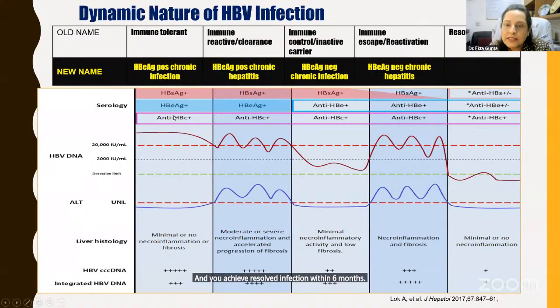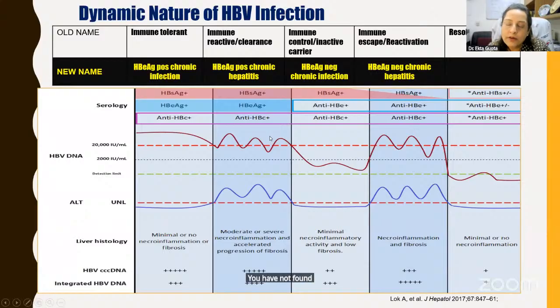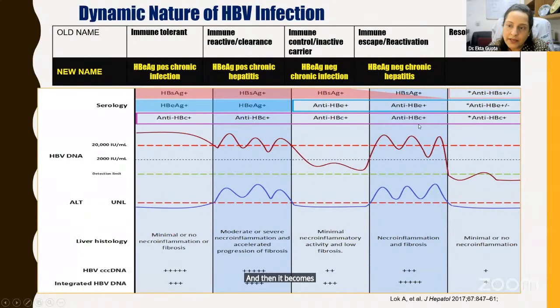Now, if the body immunity is not good or you have acquired it in childhood, you have not formed enough amount of immune response, this will persist for years and then it becomes chronic hepatitis B. We call it now phase 1, when the virus enters the body. The body is tolerating, so it allows the virus to multiply.